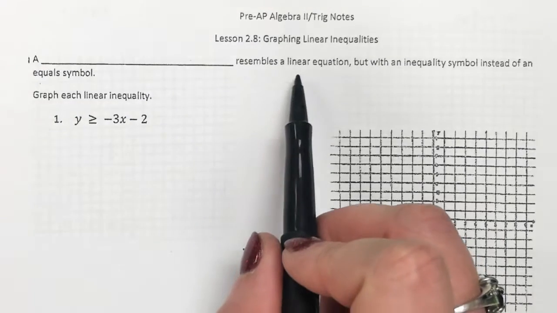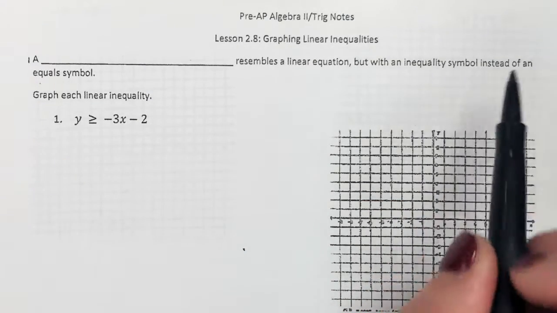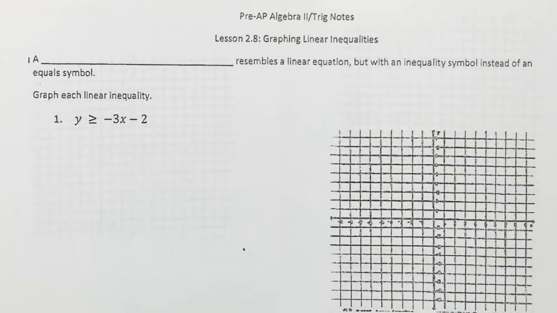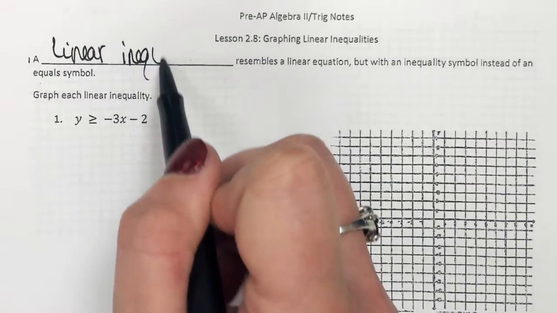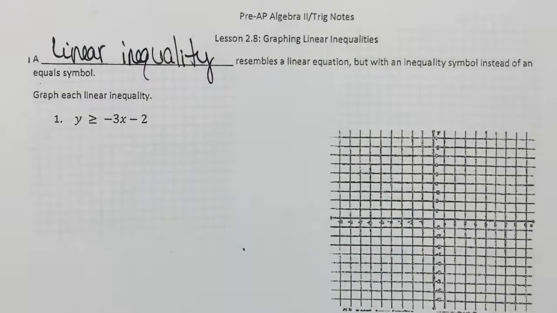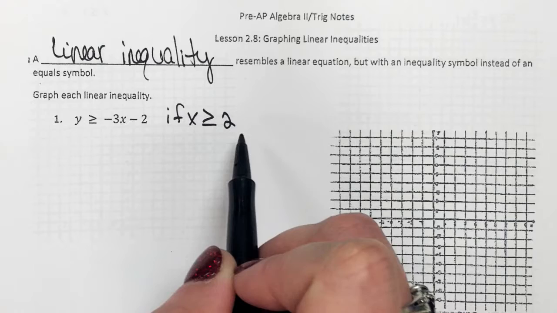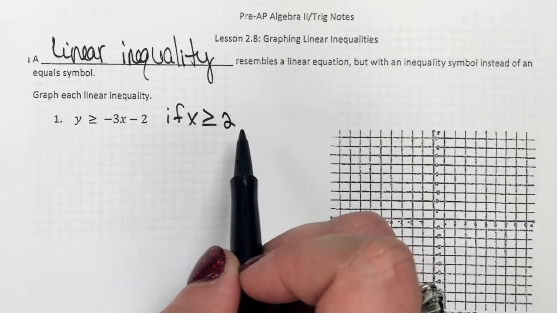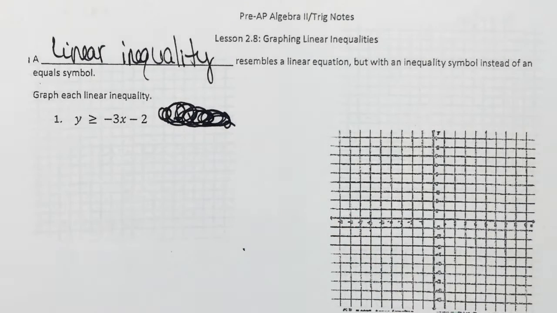So, what resembles a linear equation, but it has an inequality symbol instead of an equal symbol? A linear inequality. There you go. All right, so does this have any stipulation with it? Does it say, like, if x is greater than 2 or greater than or equal to 2, or if x is less than 1? Does it have any of that? No. So this is different from piecewise. Does that make sense? Do y'all see how it's different? It's the whole thing. You're going to take the whole thing.